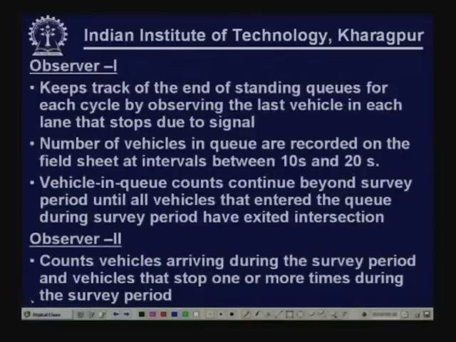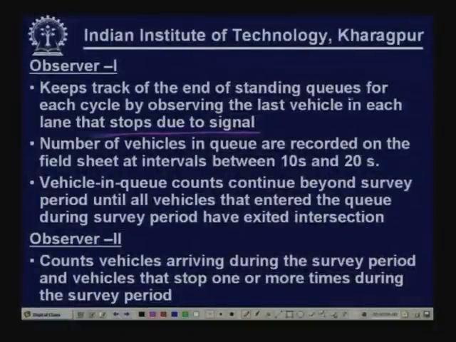Observer 1. Observer 1 keeps track of the end of the standing queue for each cycle by observing the last vehicle in each lane that stops due to the signal. Now, because of the signal, the vehicles will stop. So, observer 1 will keep track of the end of the standing queue for each cycle by observing the last vehicle in each lane that stops due to the signal. Here, the number of vehicles in queue is recorded on the field sheet at intervals of maybe 10 seconds or 20 seconds, depending on the signal cycle time.